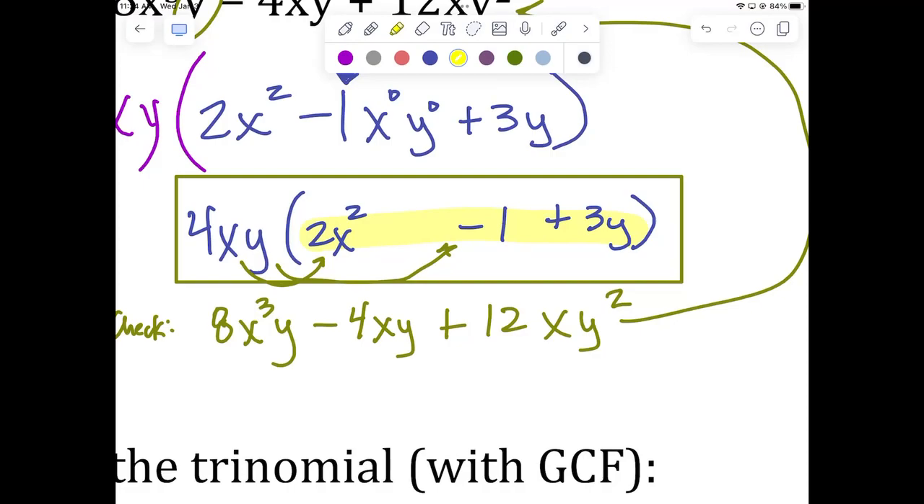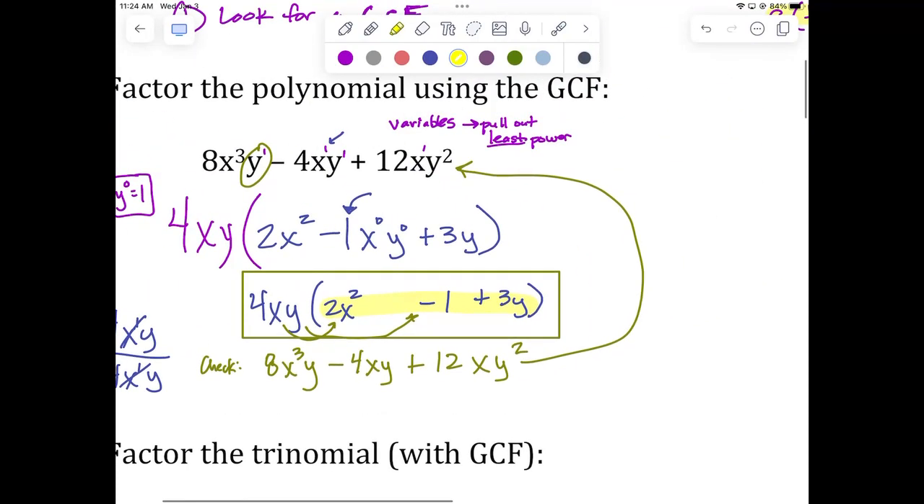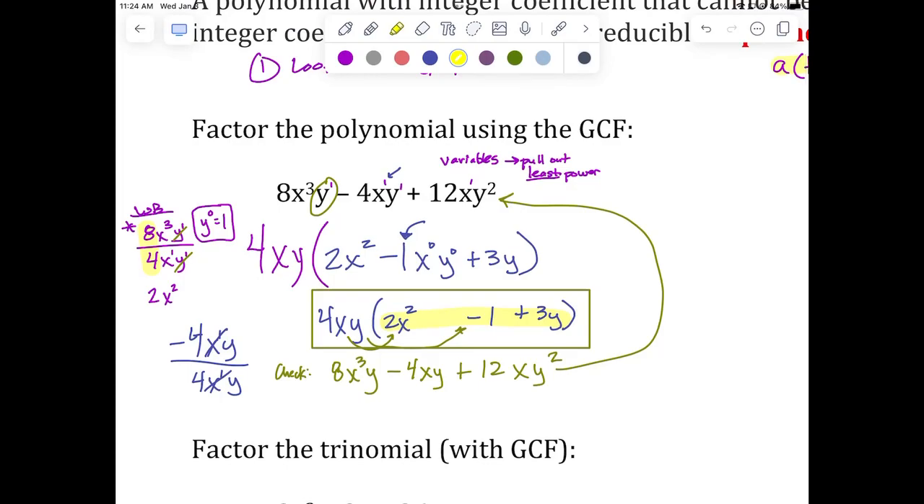There's not even a good reason to write that in descending order of variables. So we're done. That was the only purpose of this one, GCF. Sometimes that's the only thing we could do. All right. Questions on the first one? Let's call this number 1.